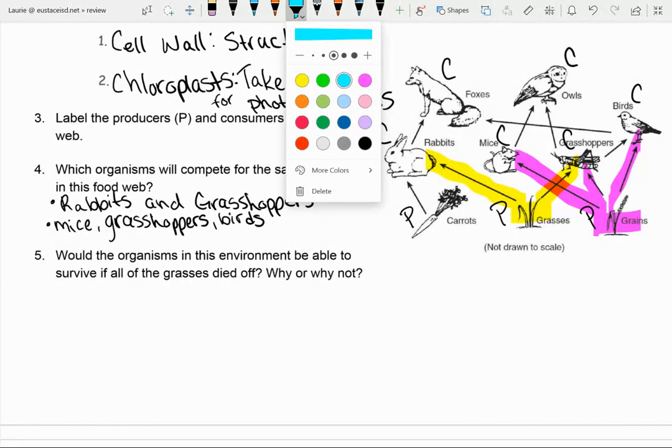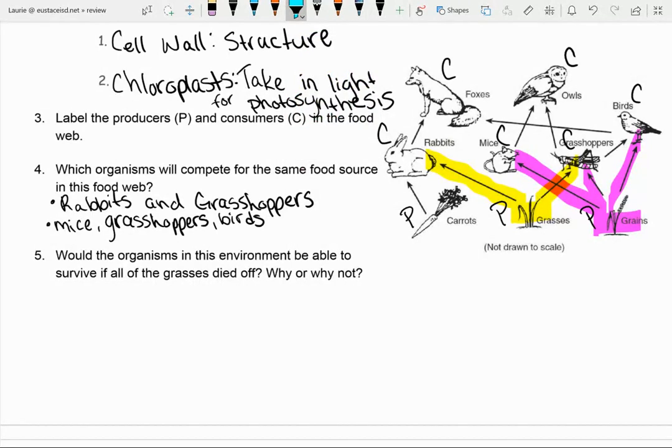And then our last set of consumers that are competing will be for the grasshopper, because the bird and the owl are both consuming the grasshopper.